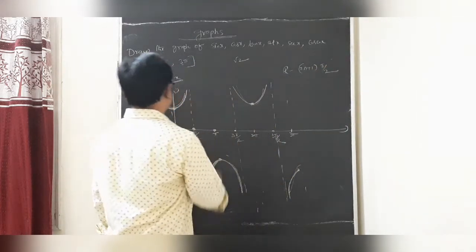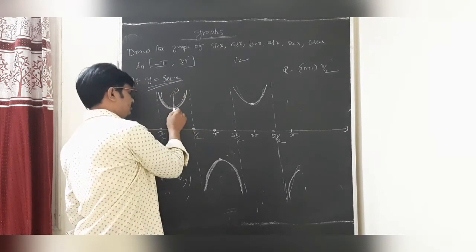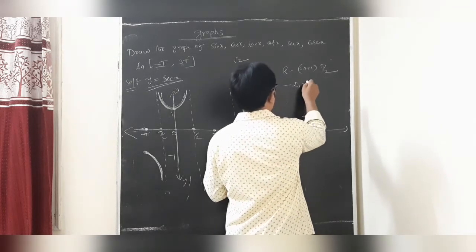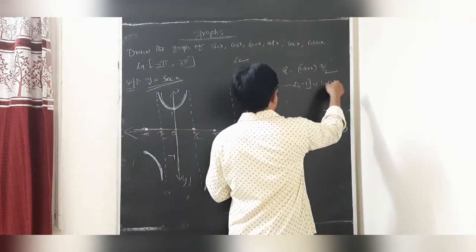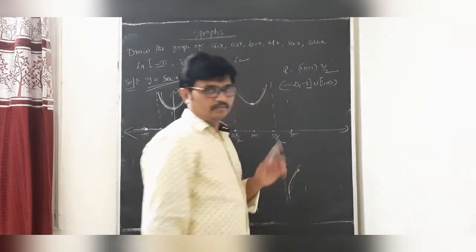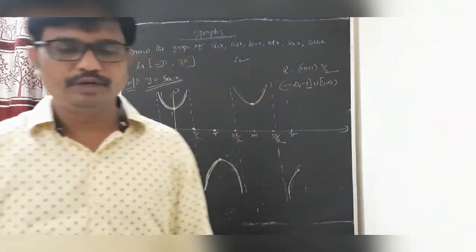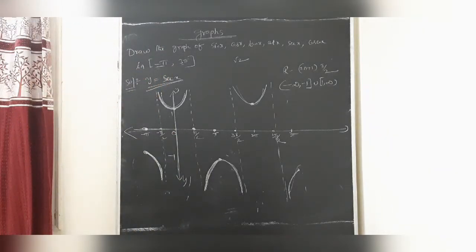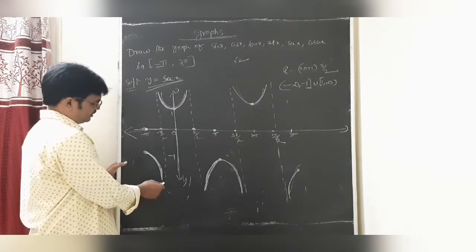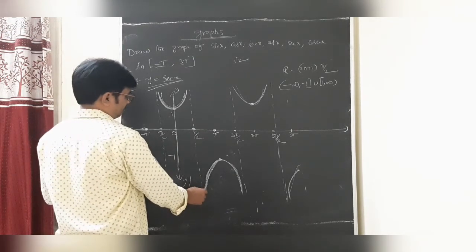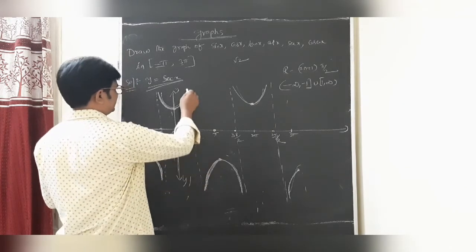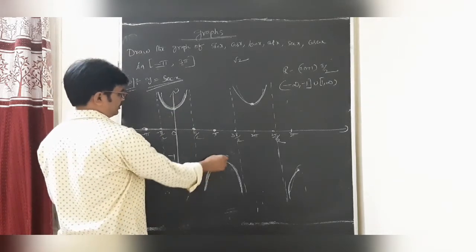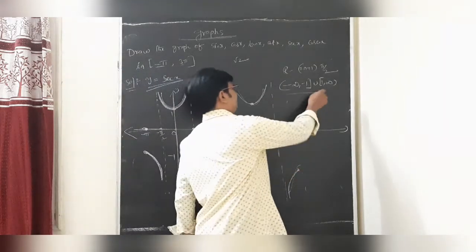Range: up to plus infinity, minus infinity, but 1 and minus 1 are not there. So dear students, we can write it as minus infinity to minus 1 union 1 to infinity. That is the range. Is it clear, students? Just observe: this is minus infinity to minus 1, here plus infinity to 1, this is also plus infinity to 1, this is minus infinity to minus 1. So this is nothing but the range.